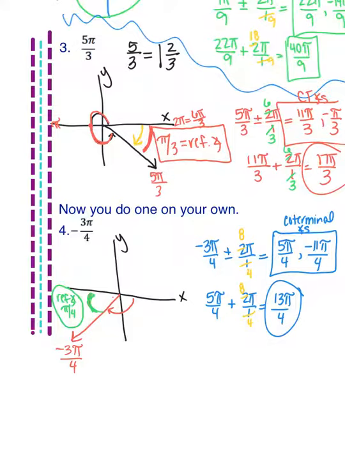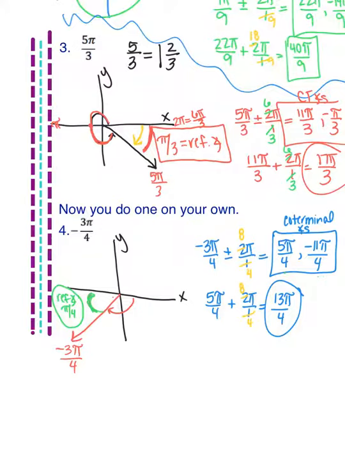Then to find some coterminal angles, I added and subtracted 2 pi from the original angle, giving me 5 pi over 4 and negative 11 pi over 4. And then I went ahead and I added one more rotation to that 5 pi over 4 to get another. But to recap, there's an infinite number of coterminal angles. There is only one reference angle for every angle, but there's an infinite number of coterminal angles.